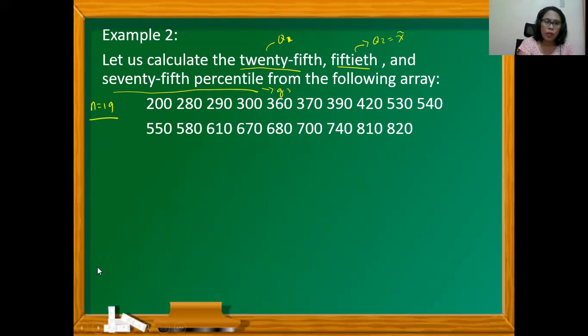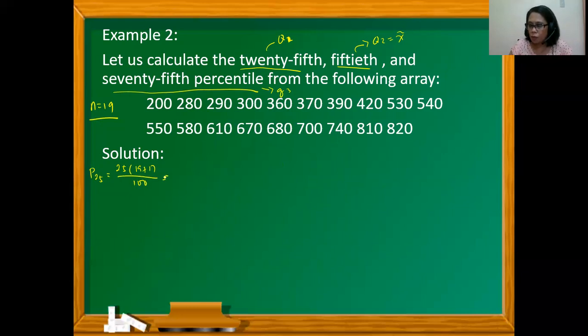So working on this requires us to locate the position. P sub 25 is equal to 25 times (19 plus 1) all over 100. So this is 25 times 20 divided by 100. So this gives us 5. So the fifth value.